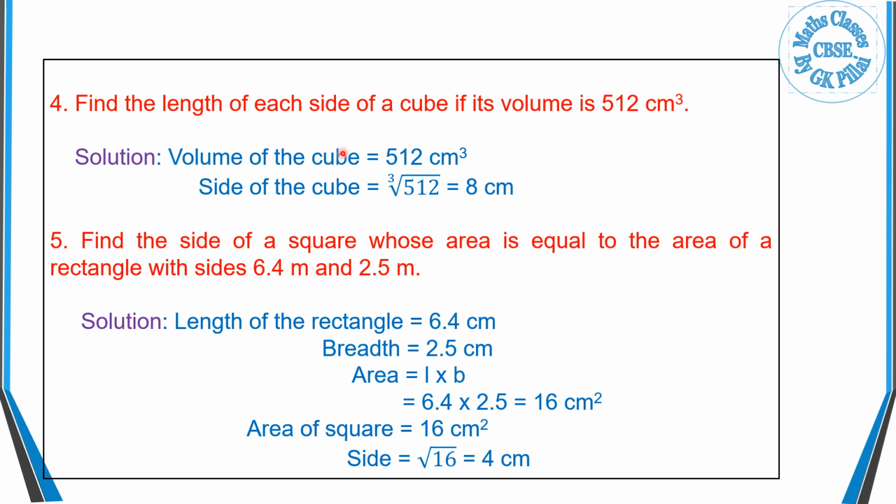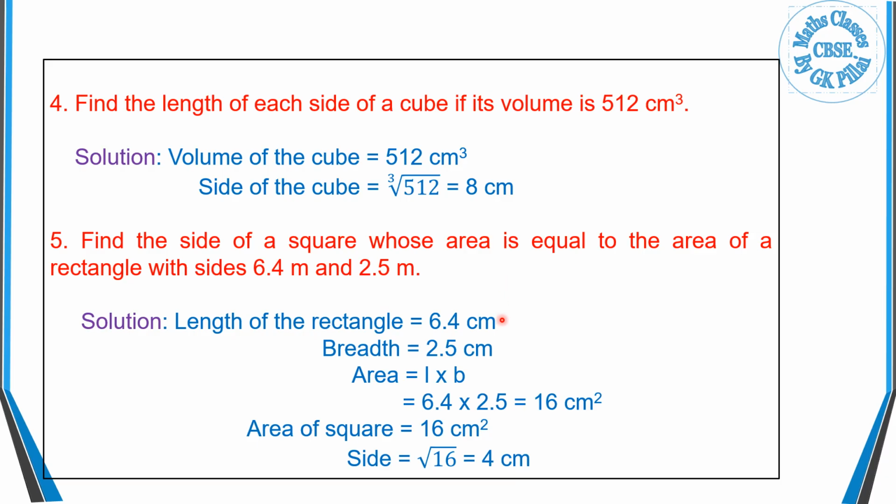Here there are two sums. Find the length of each side of a cube of volume 512 centimeter cube. I have already told you one sum about finding the side of a square. This is a cube. So naturally, when you are given the volume, find the cube root of that number, maybe by prime factorization only. You will get the answer to be 8 centimeter.